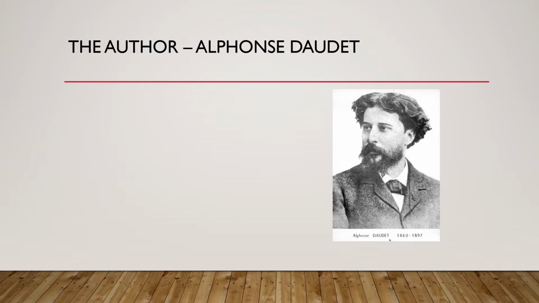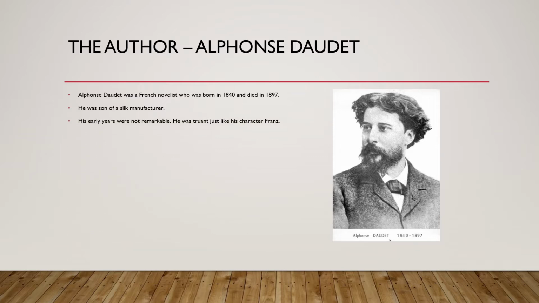Alphonse Daudet was a French novelist, poet and a short story writer. He was born in 1840 and died in 1897 at the age of 57. He belonged to a middle-class family and was the son of a silk manufacturer. His early life was not remarkable as such, and just like his character Franz in this story, he was also truant. For a brief period of time, he worked as a school teacher, but the profession did not interest him much and he left it to become a writer.